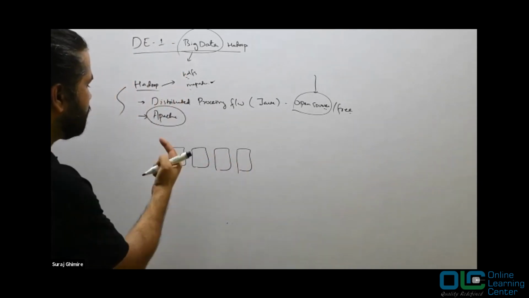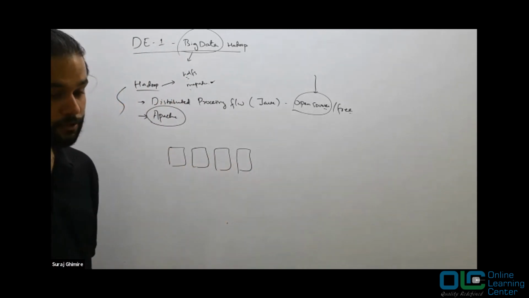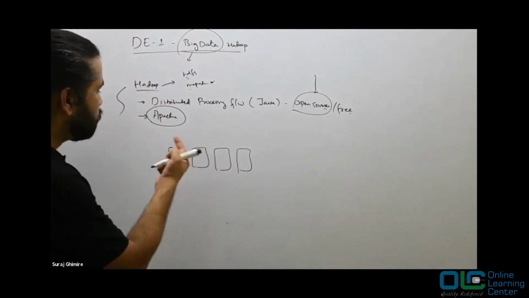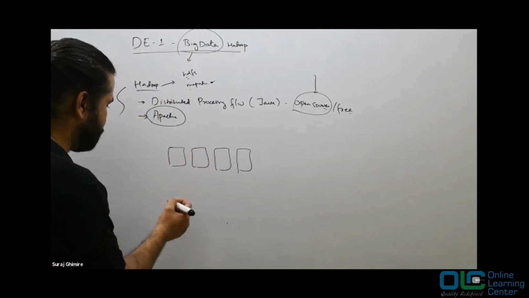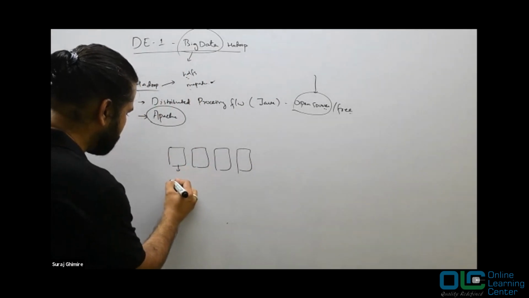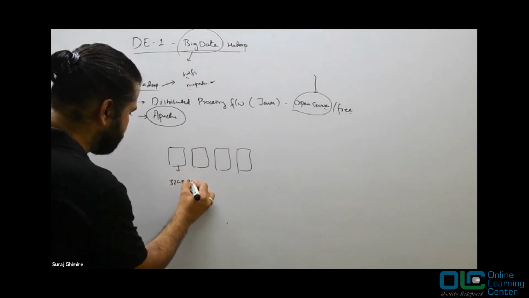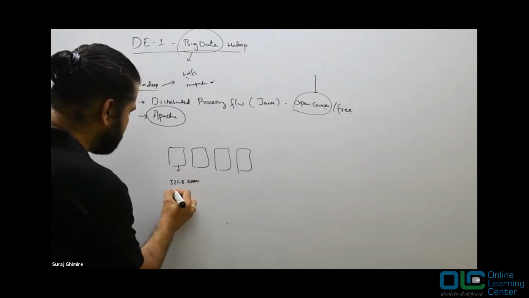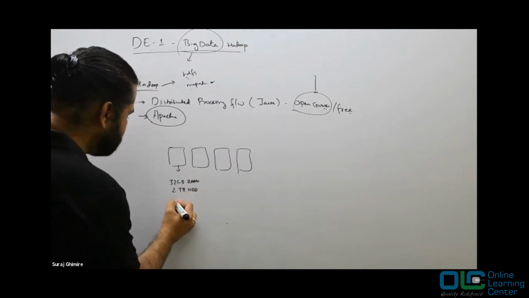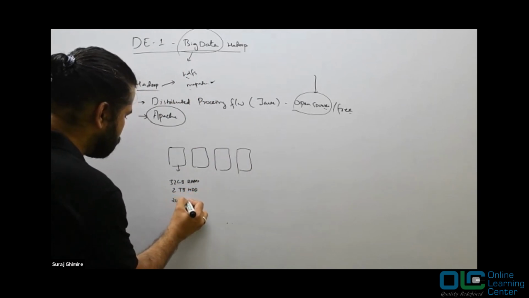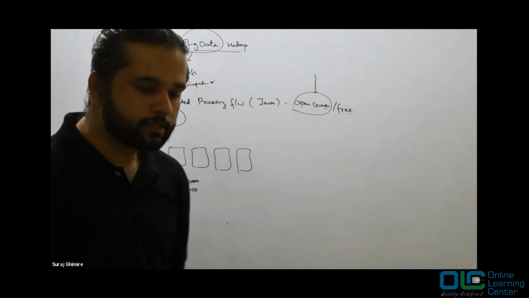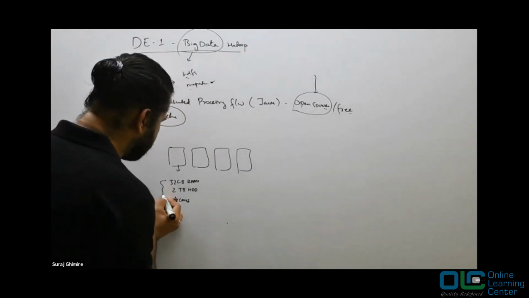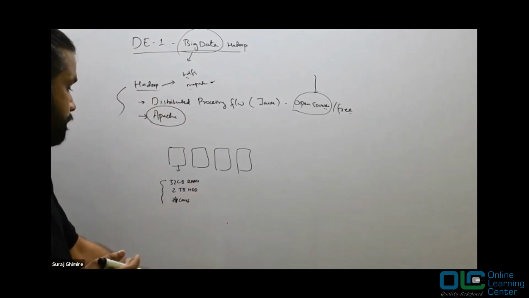In your Hadoop, you will have multiple machines. Each machine is called a node. And what could be the configuration of this machine? That depends. For example, I'll give you a configuration which we have used: 32 GB RAM, 2 TB hard disk, 24 cores. This is one such machine which I have used in one of my works, the configuration of each system.